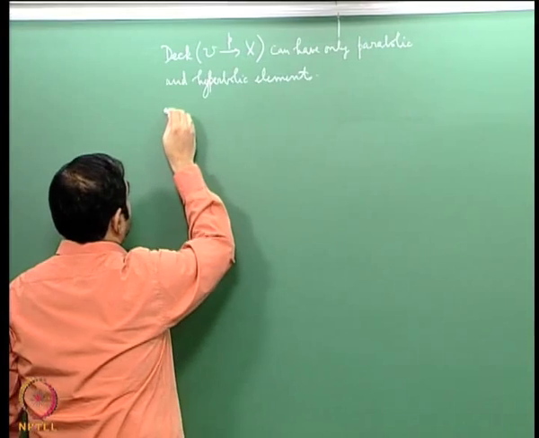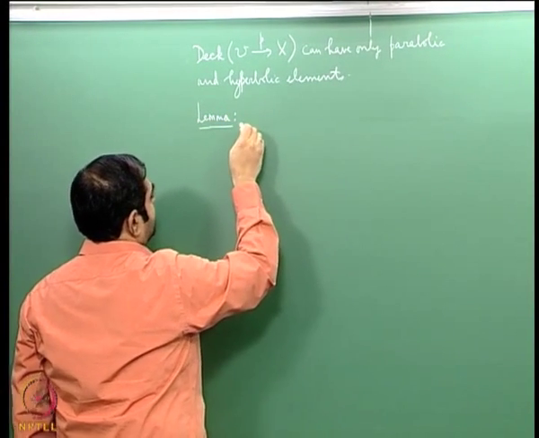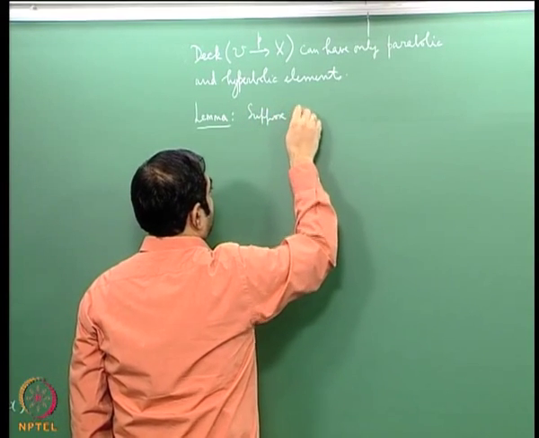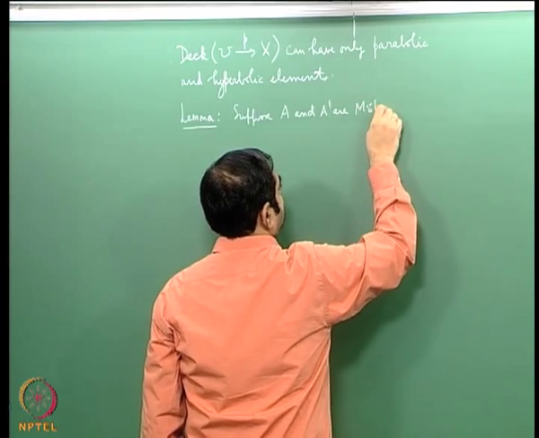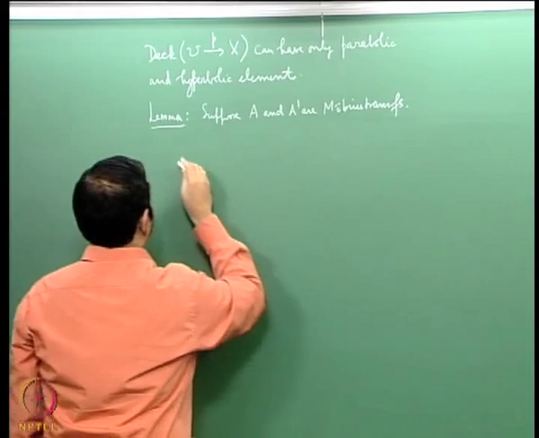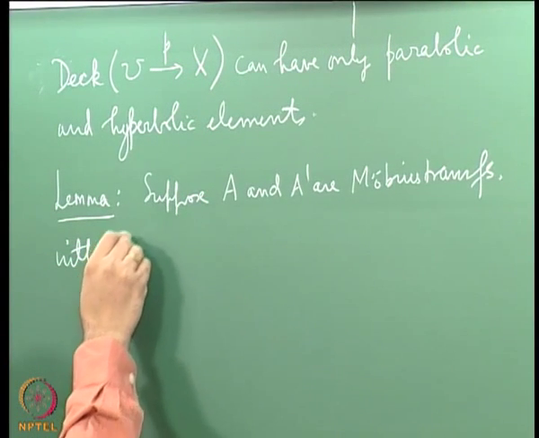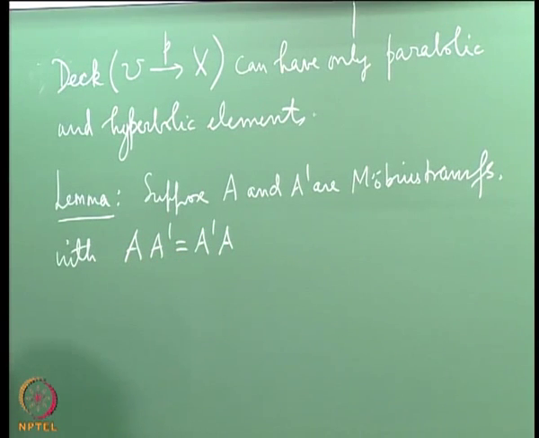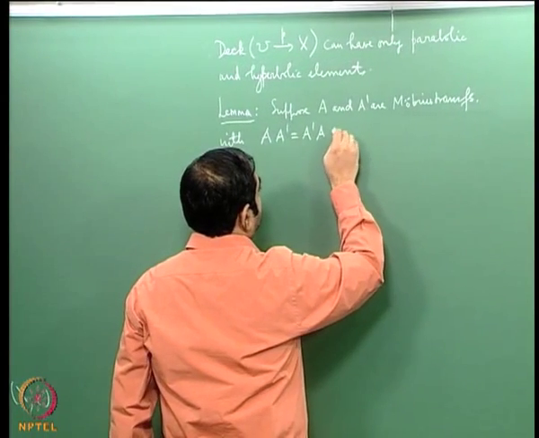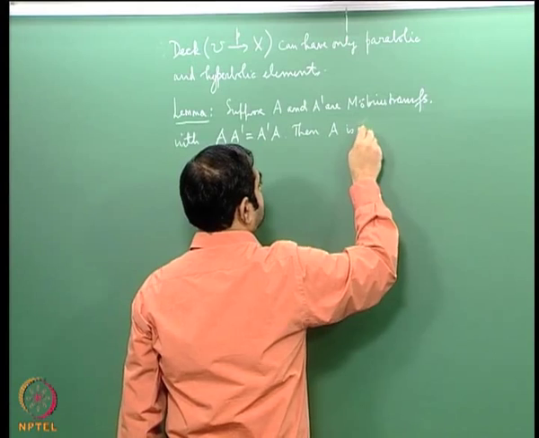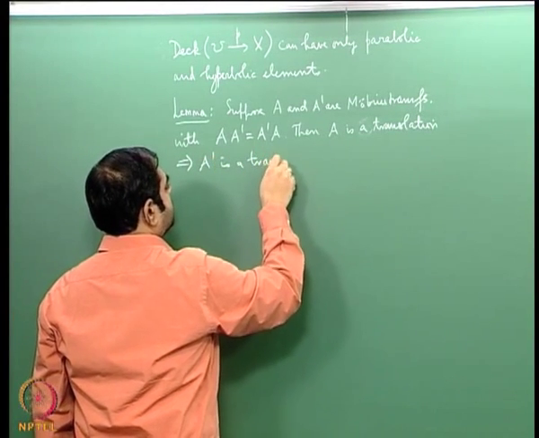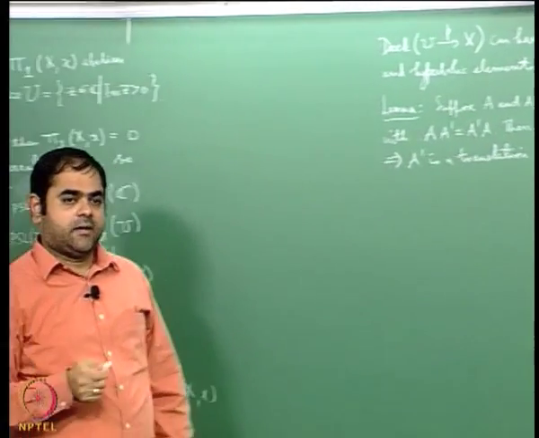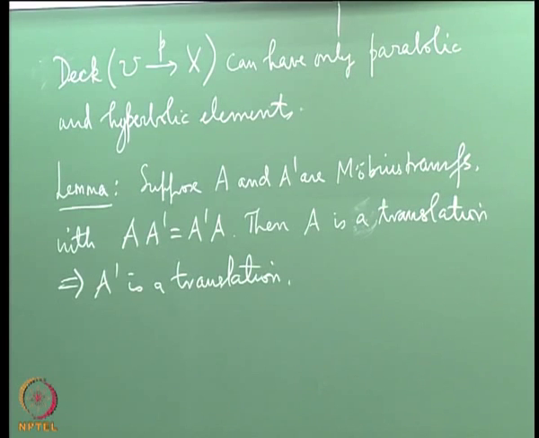So let me write a few lemmas. So let me write a lemma. Suppose A and A prime are Moebius transformations with A prime A equal to A A prime, that is A and A prime commute, okay. So A and A prime are a pair of commuting Moebius transformations. Then A is a translation implies A prime is a translation, okay. So I'm just telling the very obvious fact that only translations can commute only with translations, okay.